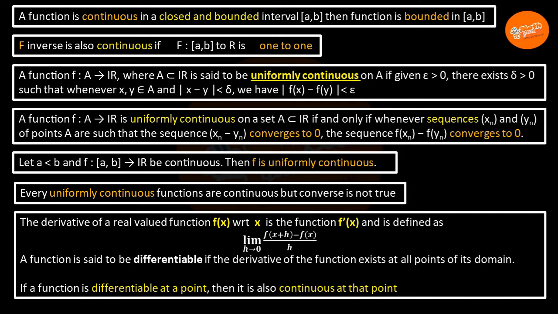Like periodic functions from R to R that are continuous are bounded and uniformly continuous, but other functions from R to R are not necessarily uniformly continuous.